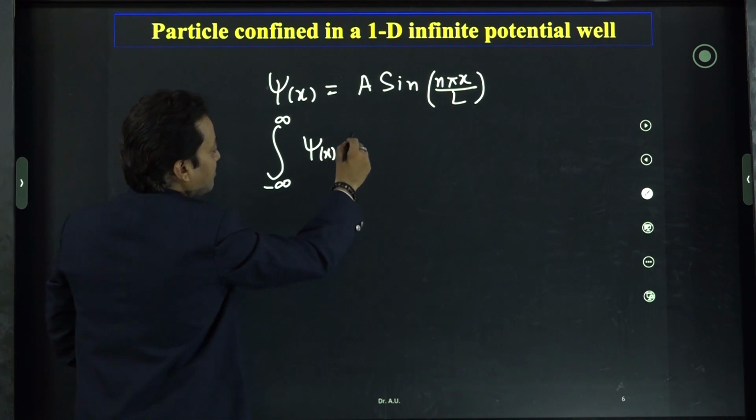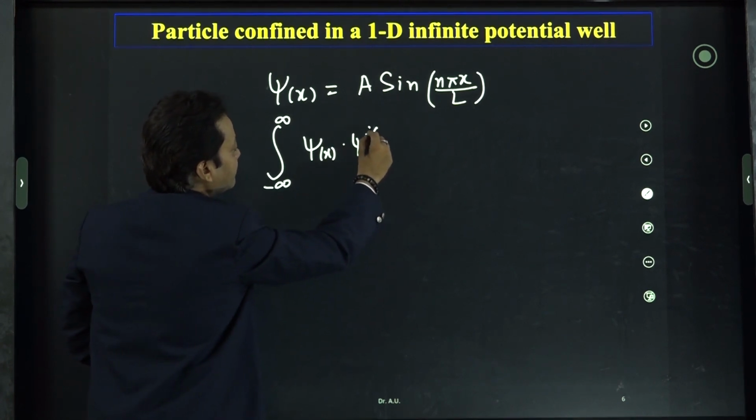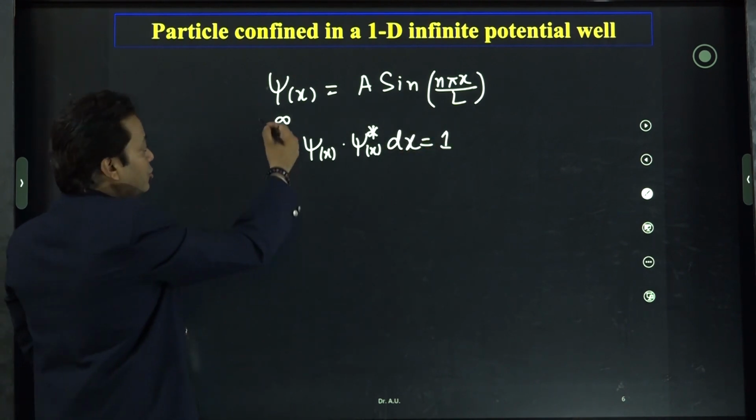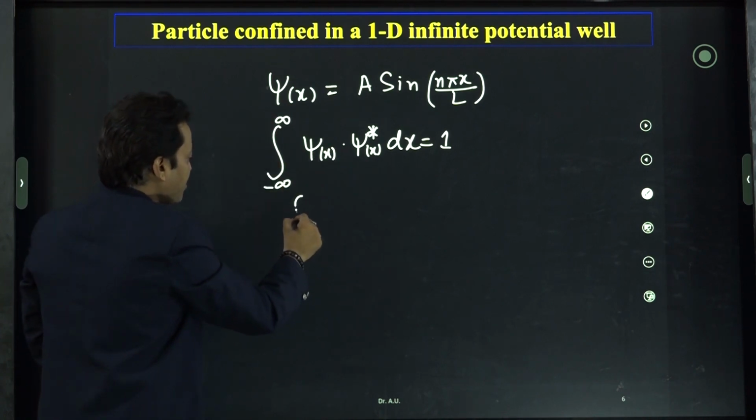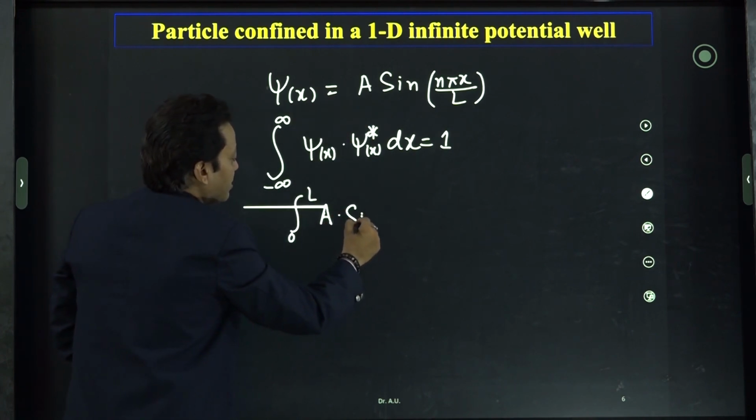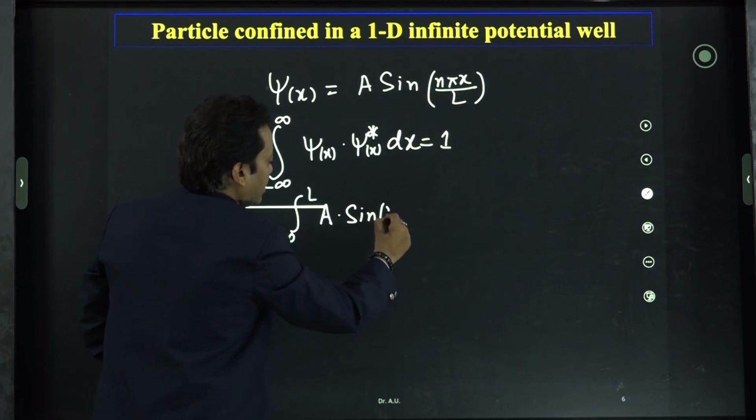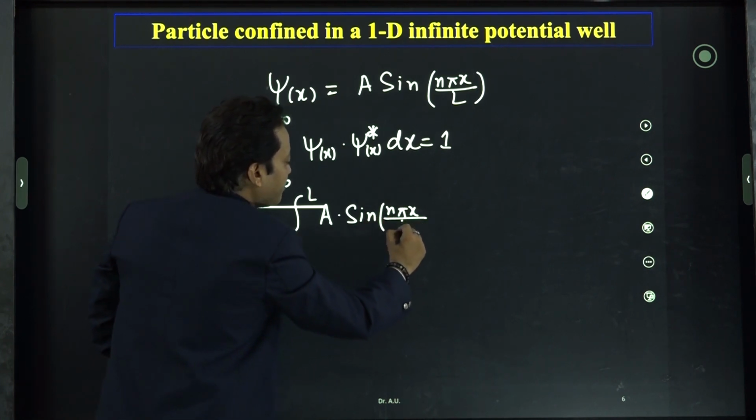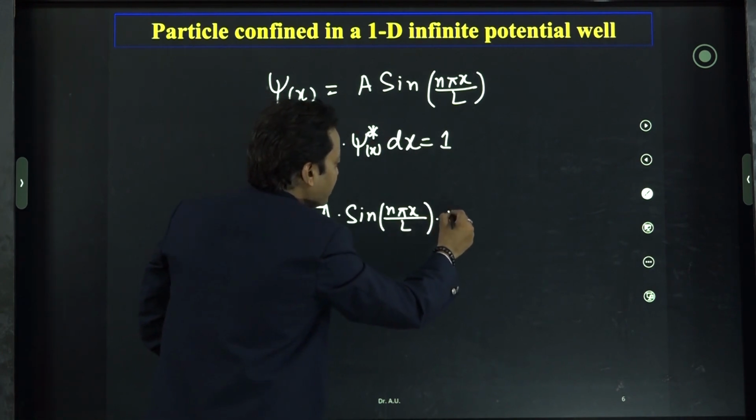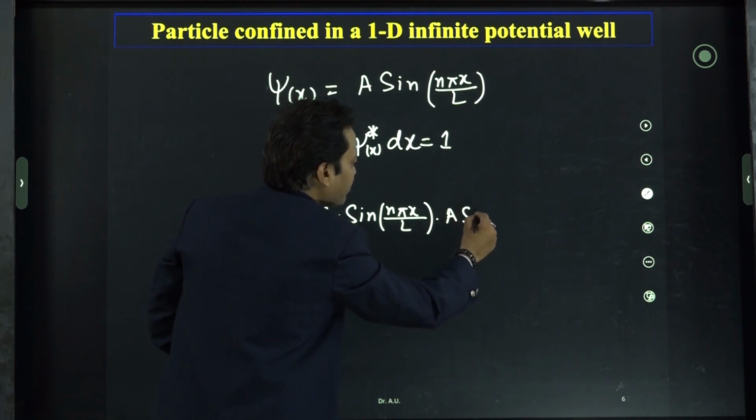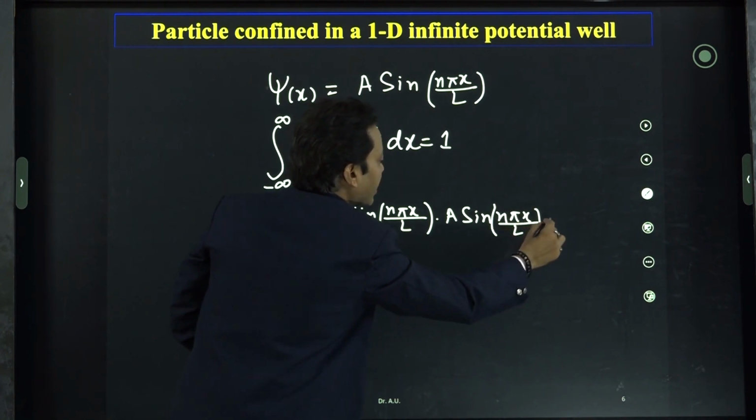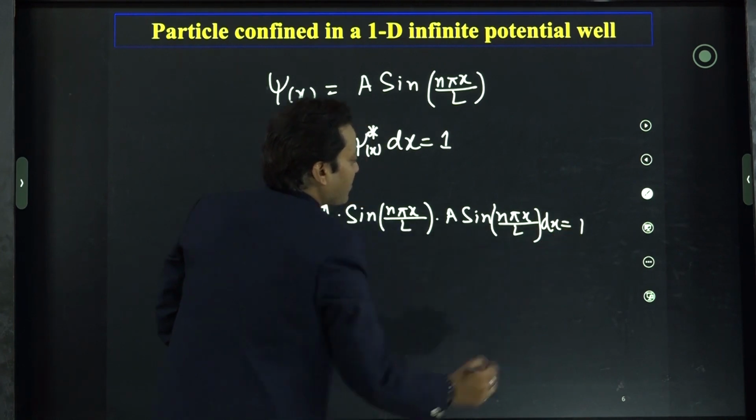The integral of psi of x, psi star of x dx will be 1 in the limit of 0 to L. So we can reduce this from 0 to L. Psi of x is A times sine n pi x by L, multiplied by psi star, which is the complex conjugate of the same wave function, the same sine of n pi x over L, and dx is equal to 1.